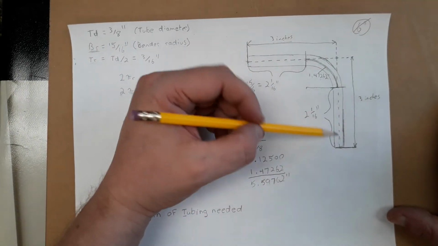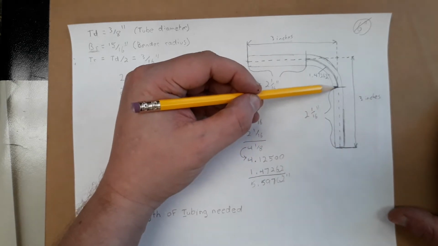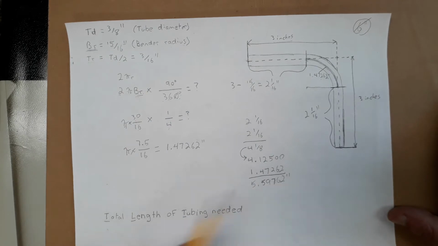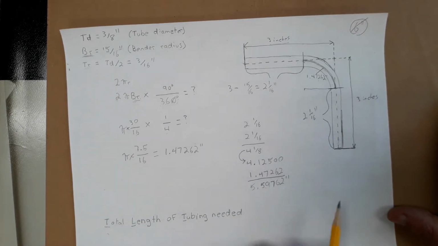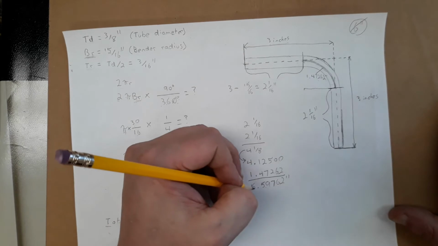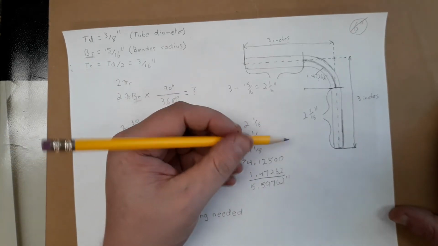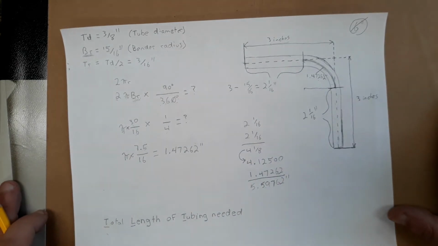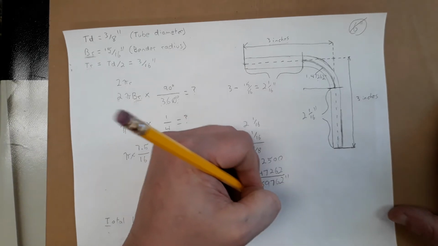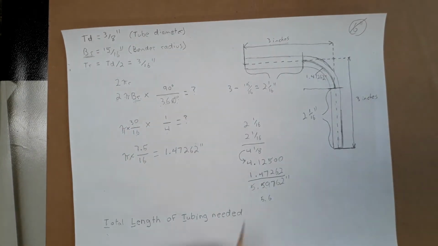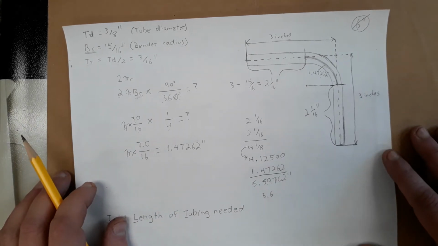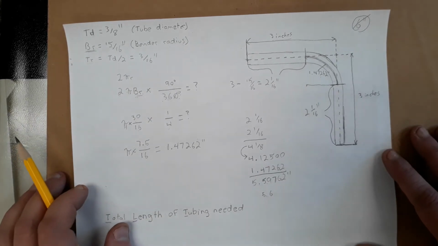So the overall length that I need from here to here, here to here, here to here is going to be 5.59762, which is really close to 5.6, which I'm going to go ahead and round to 5.6. With tubing, if you're going to round, always round up. You always want to have a little bit too much tubing than not enough. Right? So we're going to call this 5.6. And I'm going to show you, we need to get this back into a measurement that we can use on a measuring tape or a ruler.